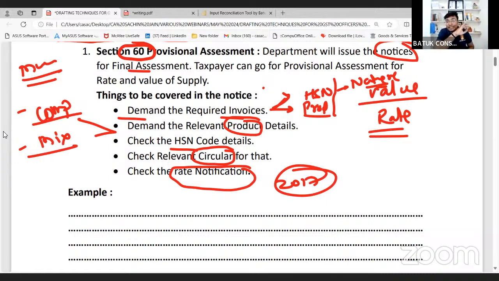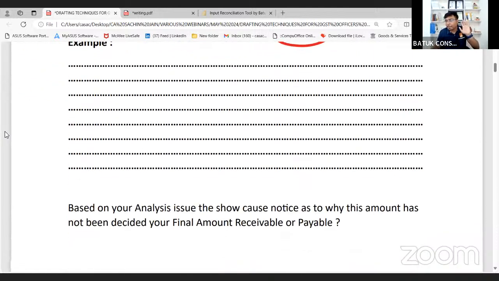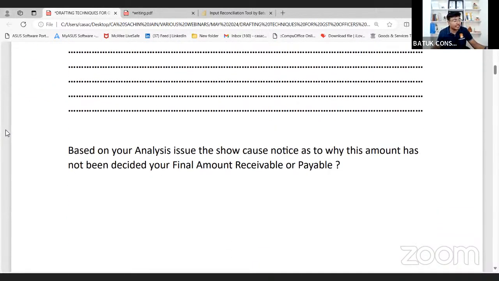So when you demand or generate the notice, you just need to keep these things in your mind: related to invoices, related to product details, related to HSN code wise details, related to circulars and related to notifications. Up to here, is everything okay for you? Just confirm to me once in the chat box.